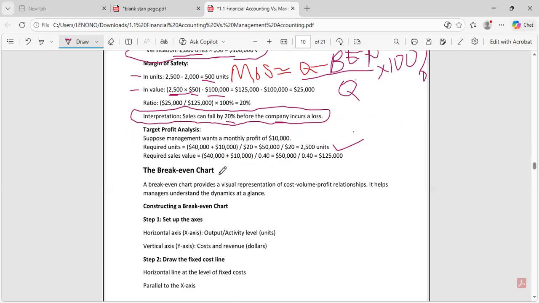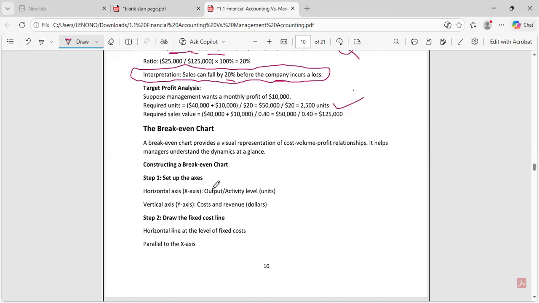All right, so the break-even chart, we are simply saying that the break-even chart provides a visual representation of cost volume profit relationship. It helps managers understand the dynamics at a glance. In constructing a break-even chart, set up the axes: the horizontal x-axis is for output and the y-axis is for the cost and revenue aspect.